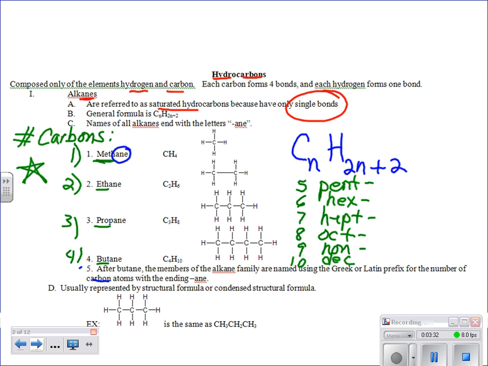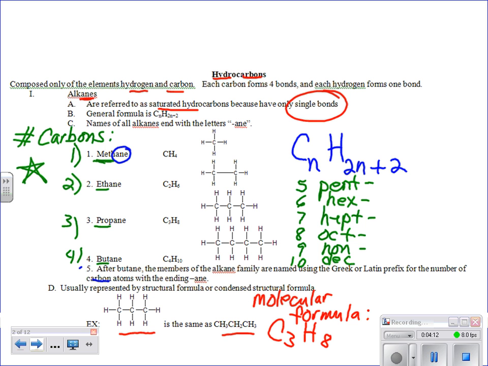In our first example, it says it's usually represented by a structural formula or a condensed structural formula. In this example, you can see we've got a structural formula and we've got a condensed structural formula. Those are exactly the same thing. What if I wanted you guys to write the molecular formula? Think about how you would write that. Just count things up. What's your first? Good. So C3H what? 8.